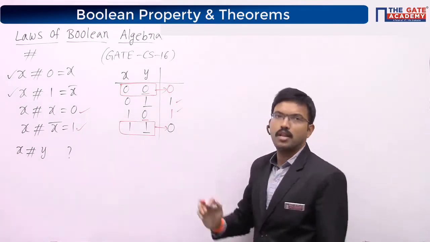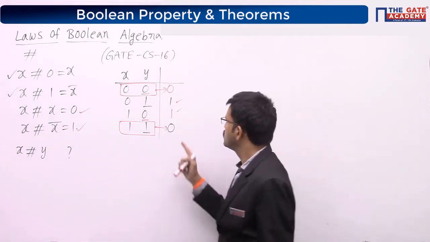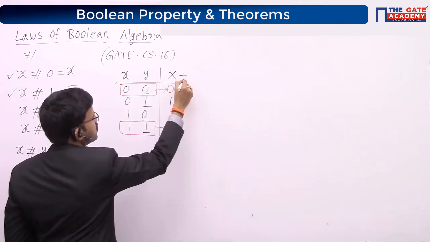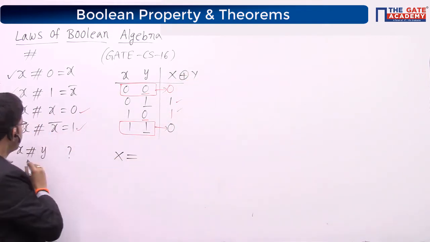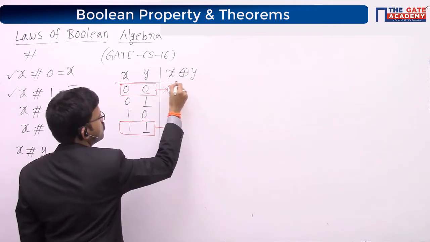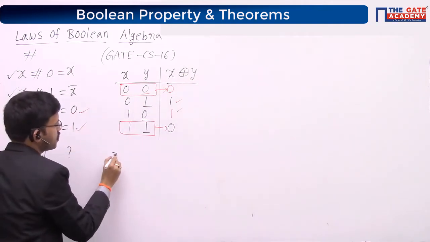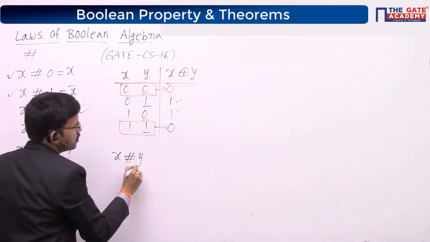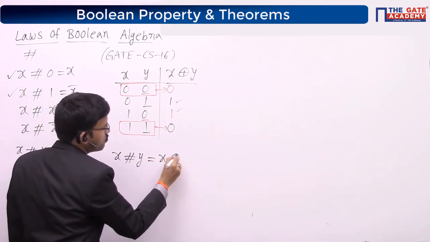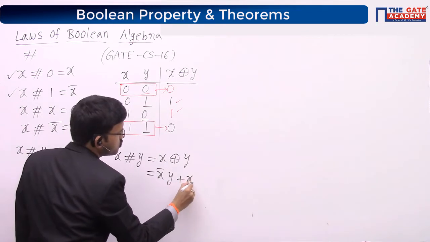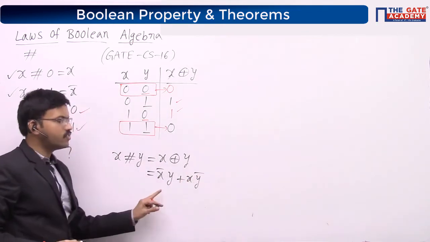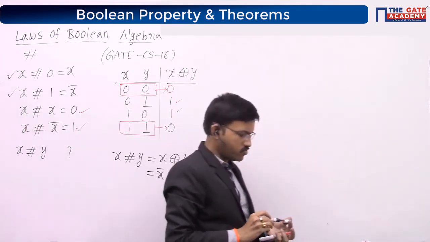What is this truth table? Yes, exclusive OR. 0 1 1 0, exclusive OR. X exclusive OR y. So actually here he is asking x hash y. So we got x exclusive OR y. That means x hash y is nothing but x exclusive OR y. So this we can write as x bar y plus x y bar. He has given one of the options like this, x bar y plus x y bar.